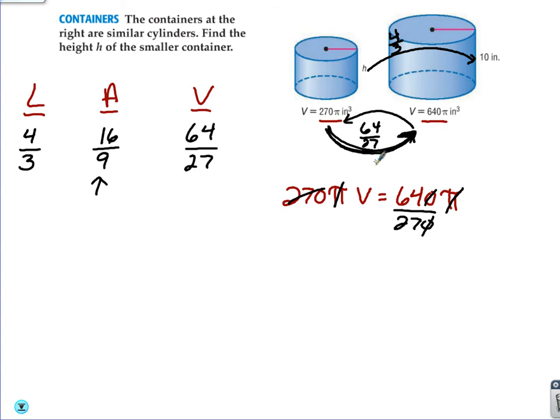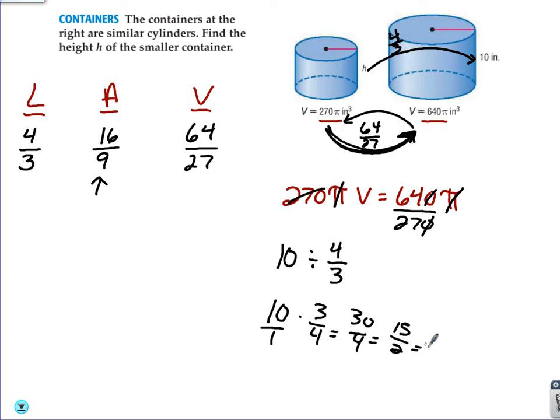You divide. So to go from h to 10, I'm going to multiply by 4/3. To go from 10 back to h, I'm going to take 10 and I'm going to divide by 4/3. Or am I actually multiplying by 3/4? So 10 times 3/4 gives me 30/4, or 15/2, or 7.5. That makes sense, what we did there.